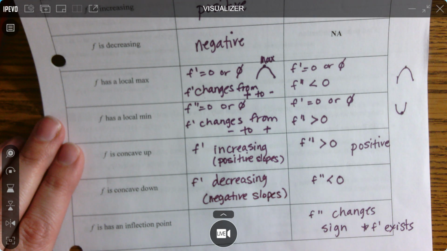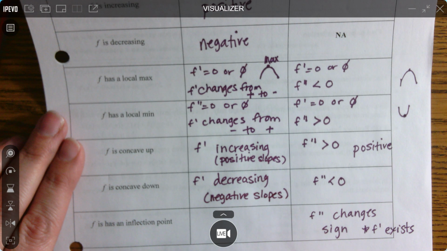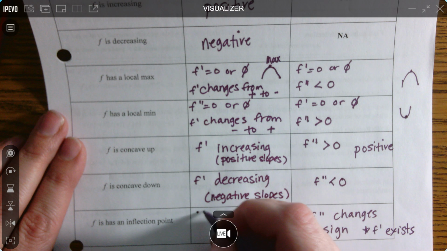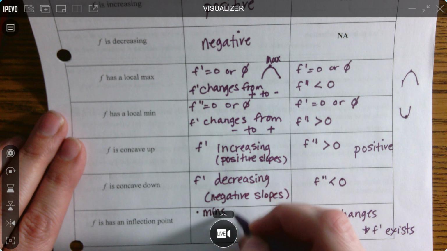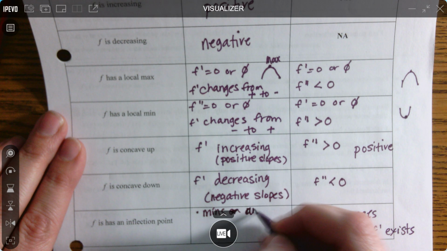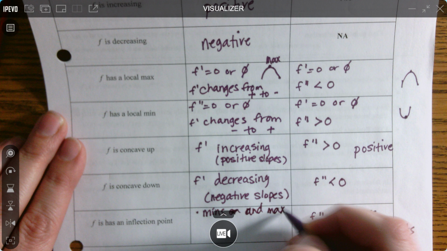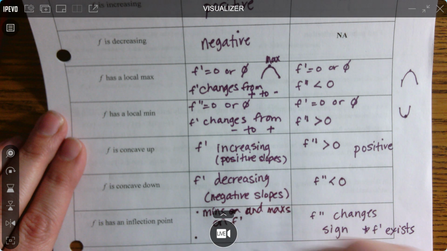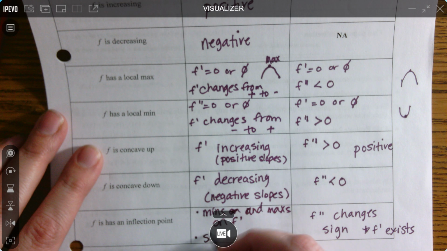And then what would happen for our points of inflection is our slopes would change sign. So the faster way to say that would be that there are mins and maxes on f prime. The way my brain thinks of it is that the slopes change sign. So I would go from a positive slope to a negative slope or vice versa.